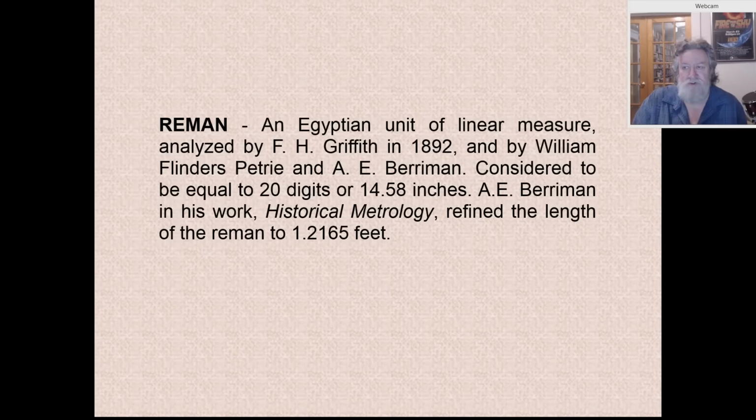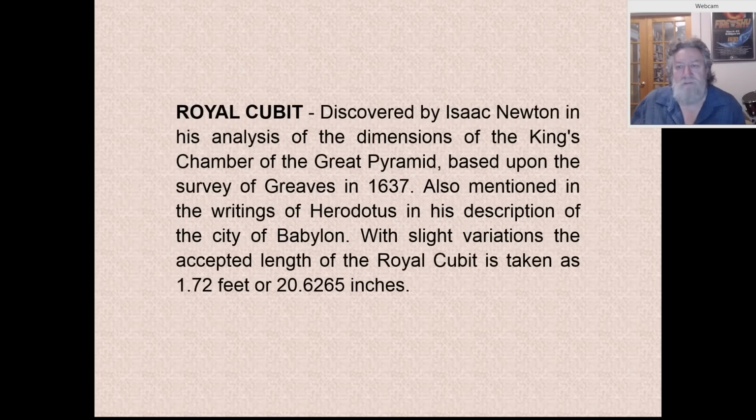So this was the remen. The other unit of measurement that was used in ancient Egypt was the royal cubit, discovered by Isaac Newton in his analysis of the dimensions of the King's Chamber of the Great Pyramid. And that was based upon the survey of Greaves that was performed in 1637.